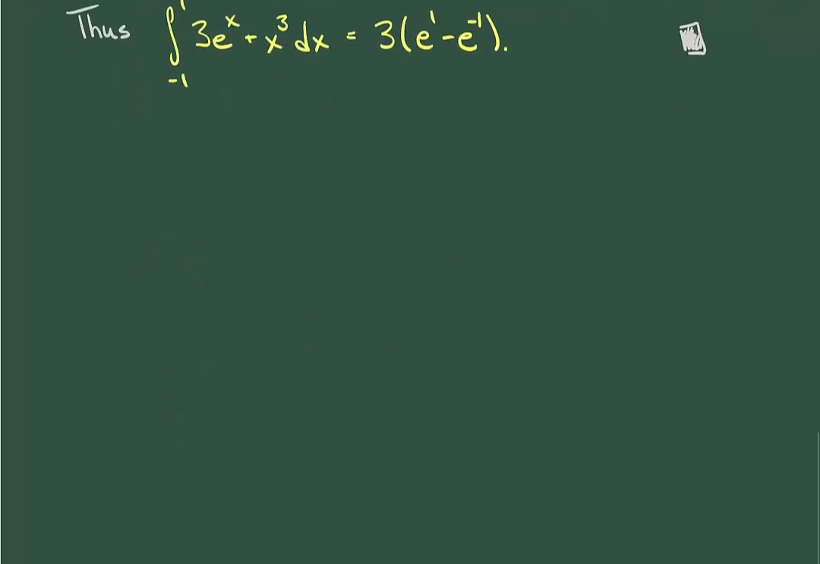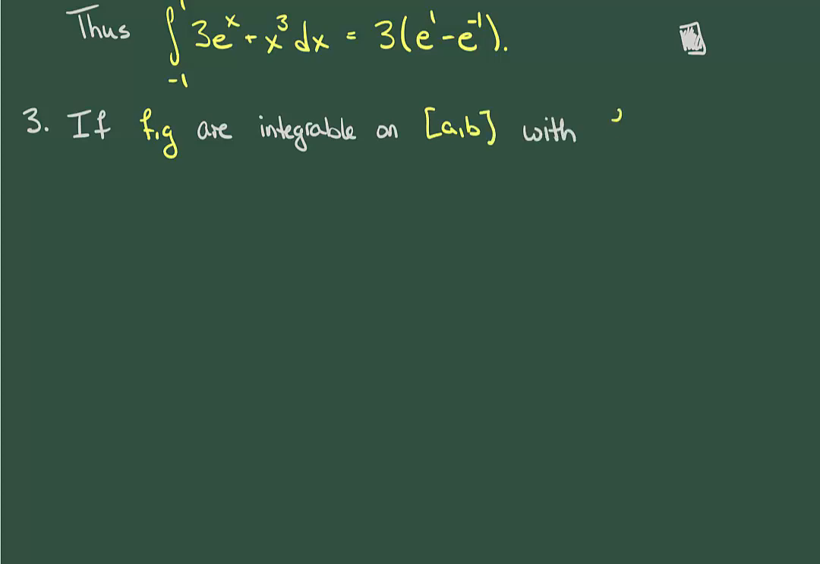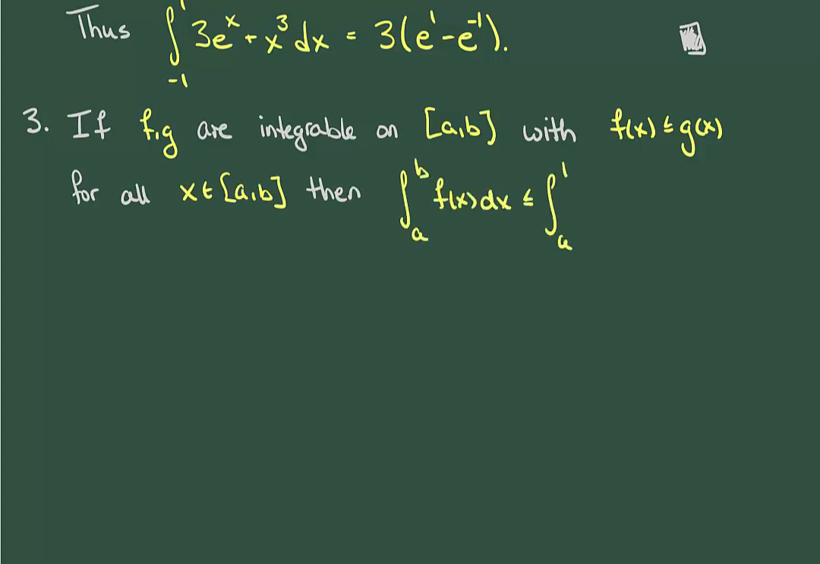Now we're not going to use this last set of properties too much, but we'll introduce them anyway. This property is called monotonicity of the integral. If f and g are integrable on ab, and f of x is less than or equal to g of x for all x in ab, then the integral of f is less than or equal to the integral of g.